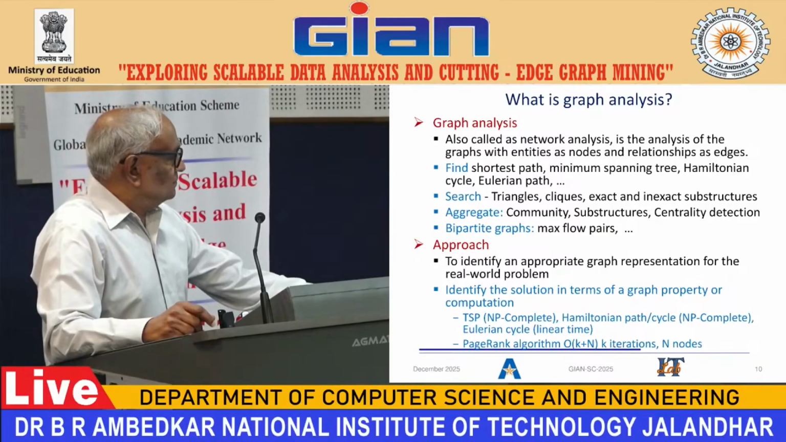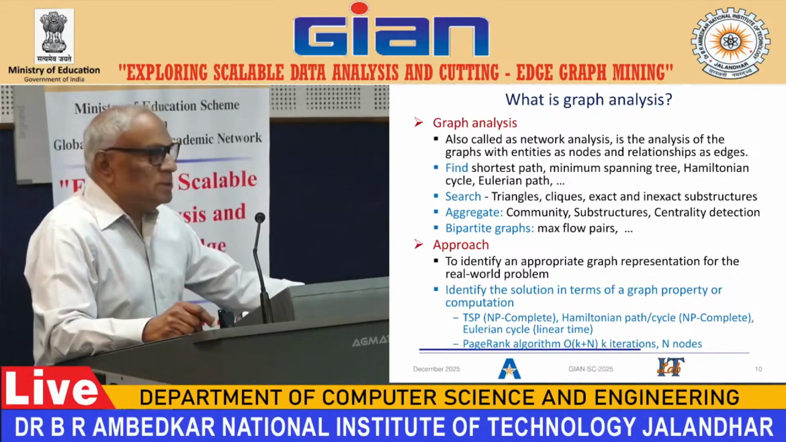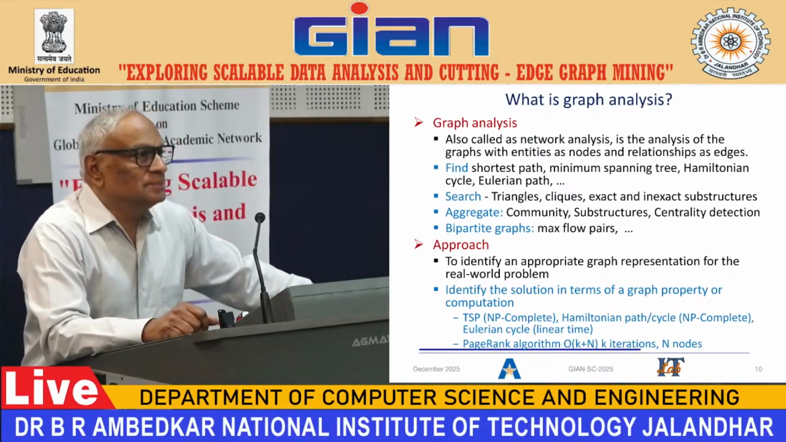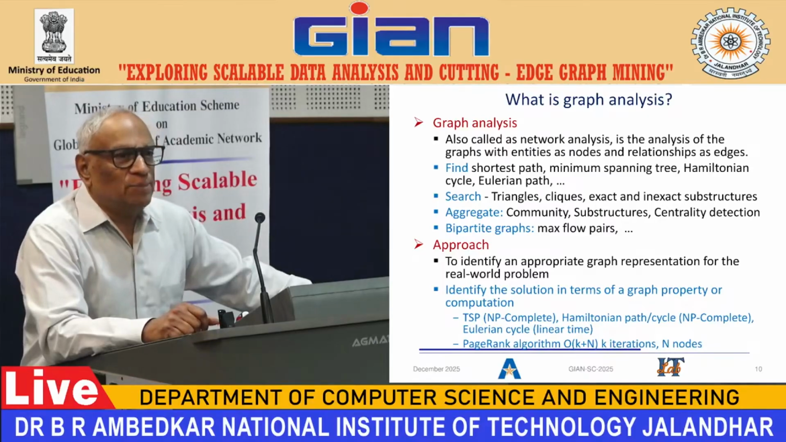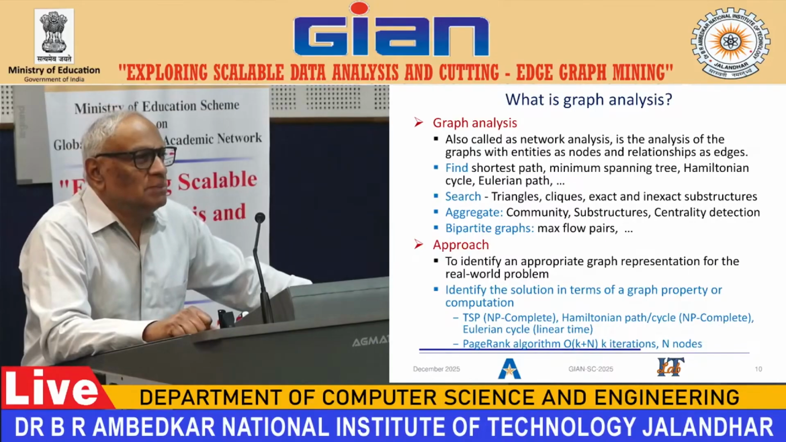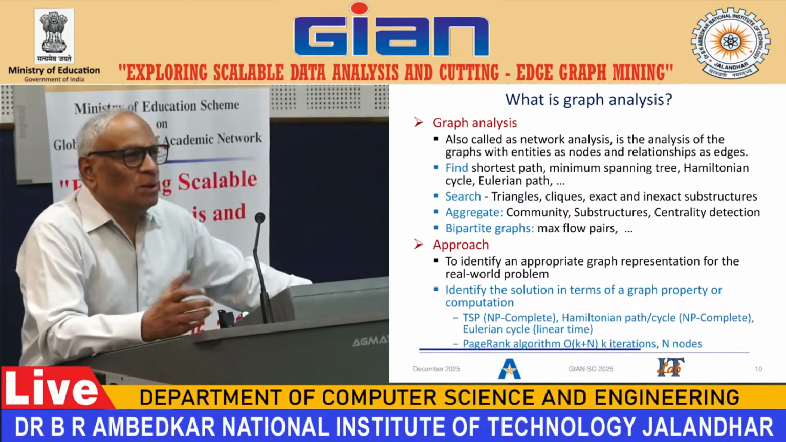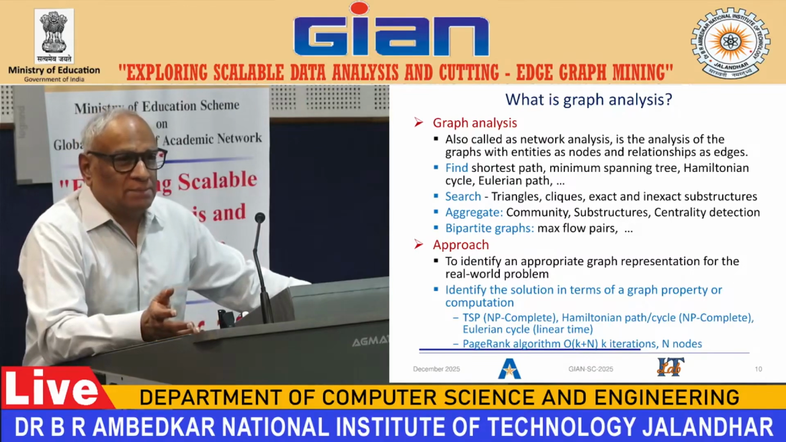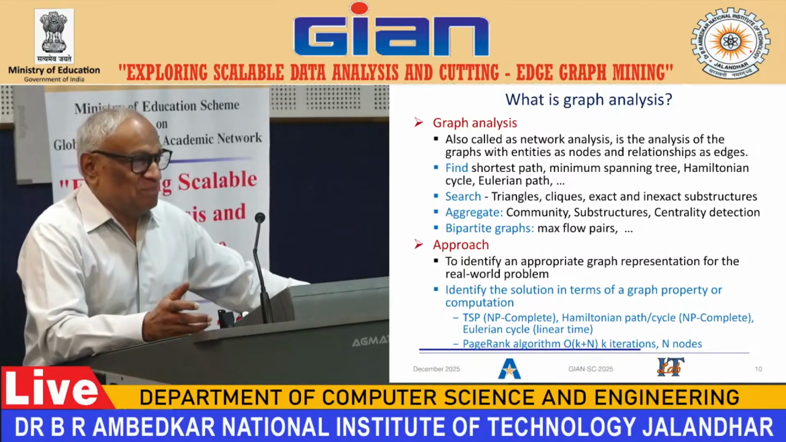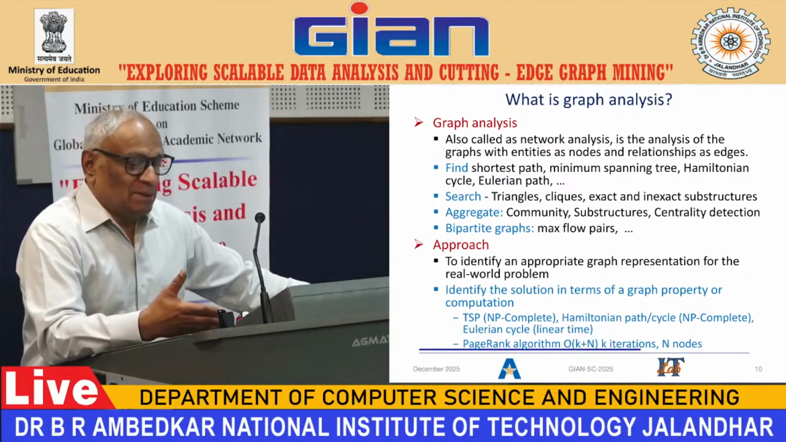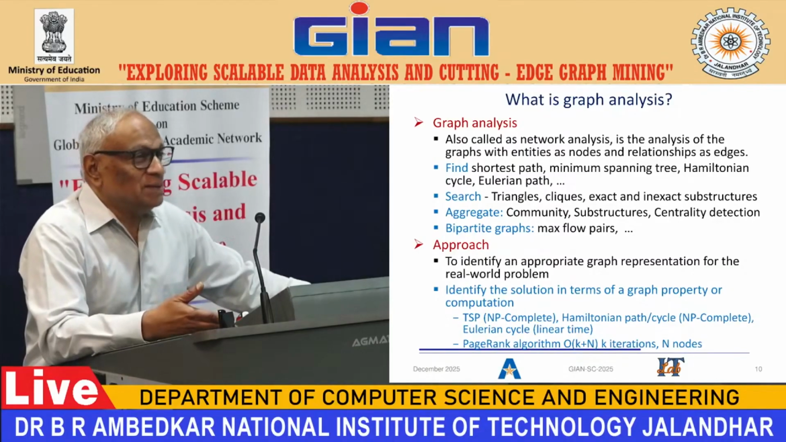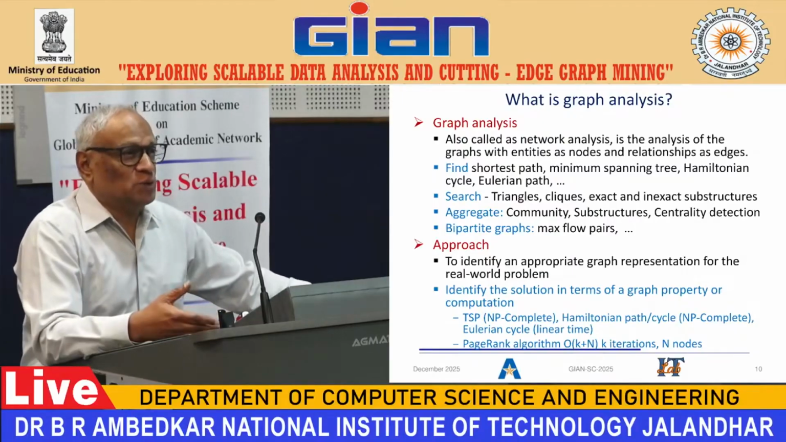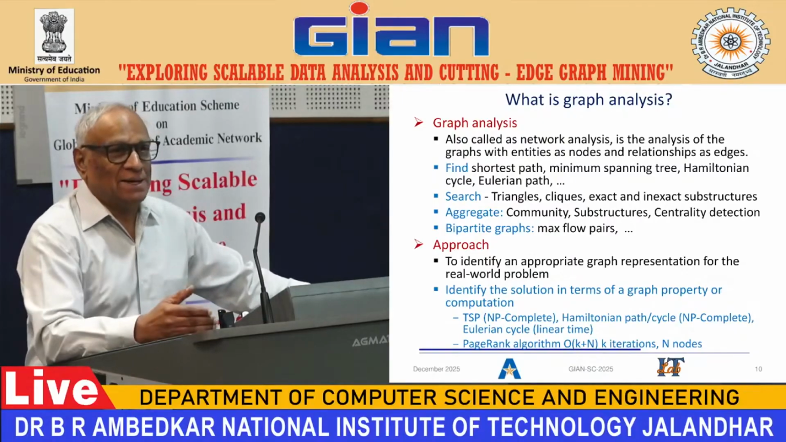PageRank algorithm. How many of you are familiar with PageRank? Or at least heard of PageRank? You haven't? How many of you use Google? Almost everyone, right? You use Google, but you don't know what PageRank is. That's really sad. Because what Google uses underneath to give you the answer you look for so much is the PageRank algorithm.